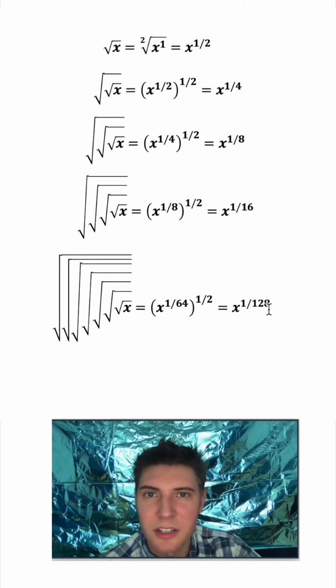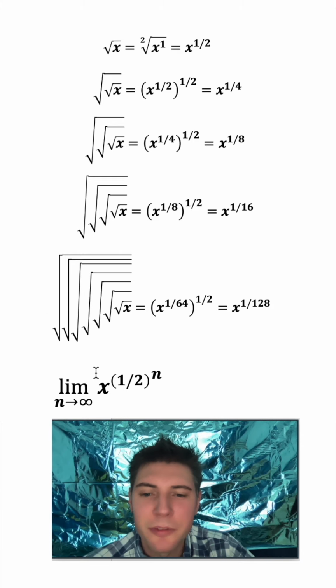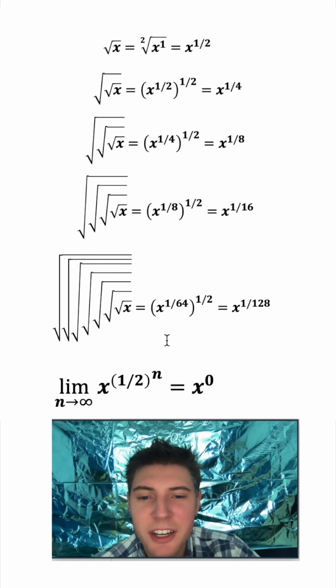There's a way to write out this expression. We would say x to the power of 1/2, and every one of these 1/2s is a square root. We're going to take this 1/2 n times, so that would end up being n square roots. But we want to take it an infinite number of times, so we're going to take the limit as this n approaches infinity.